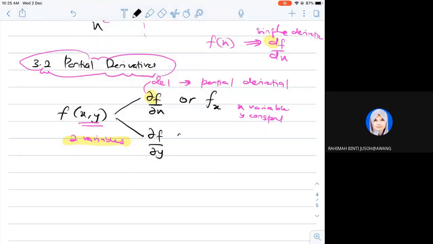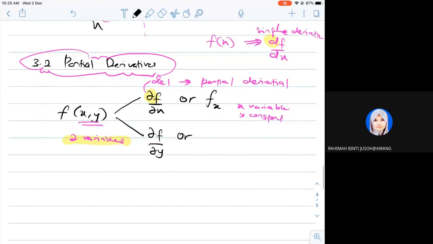The same thing happens here. We can also rewrite ∂f/∂y as f subscript y, with the y small at the bottom. So in this case, y becomes the variable, and x is just a constant.